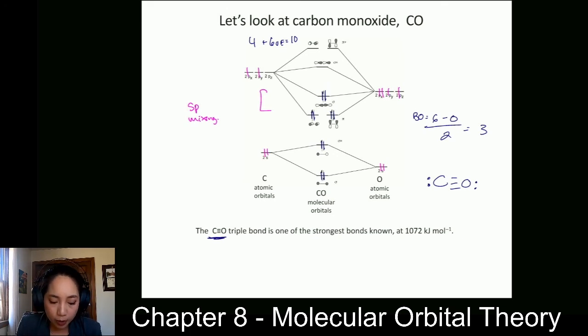That carbon-oxygen triple bond is one of the strongest bonds out there. It requires over 1,000 kilojoules per mole to break all 6 of those electrons that are holding together the carbon and oxygen atoms in the carbon monoxide molecule.